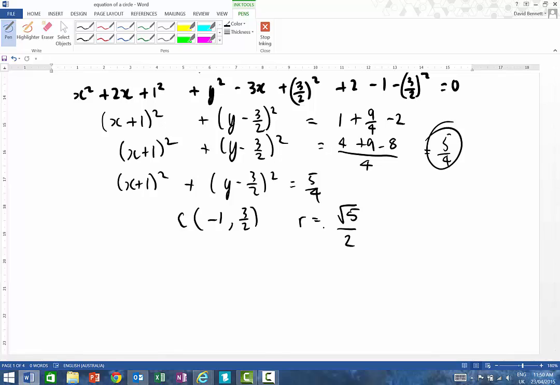So you need to practice this. Like I said, it's pretty straightforward once you get the idea of it. If you have any problems, you need to catch up with me.